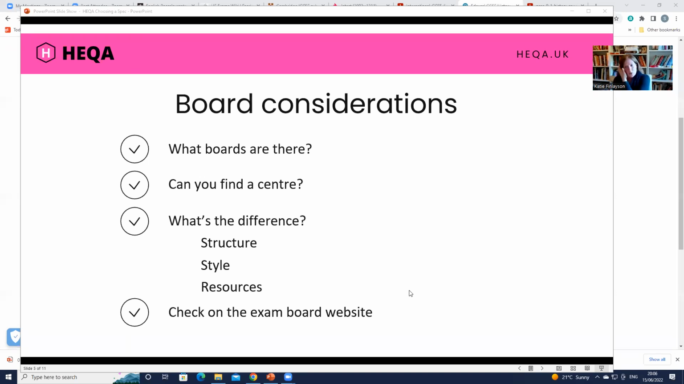We'll talk about this a bit more for particular subjects at the end. But sometimes it doesn't really matter which board in terms of what you're learning, I mean. Sometimes it does make quite a big difference. So for history, there's lots of different options, and the different boards offer different options.